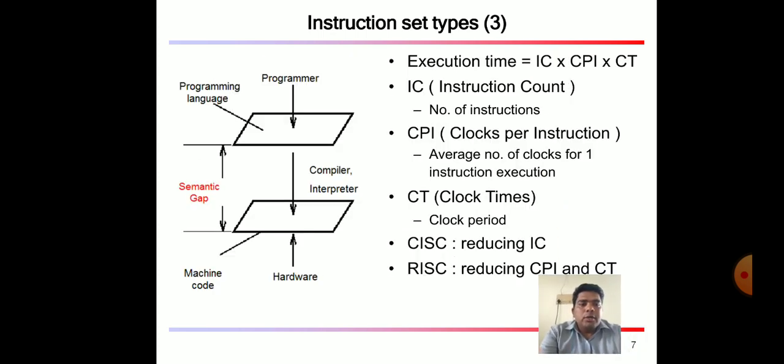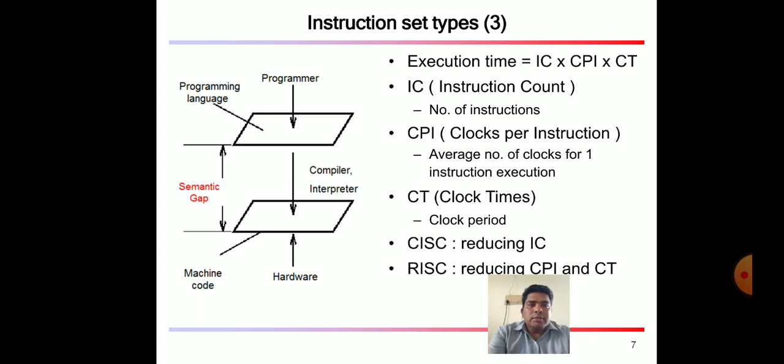Here is instruction set type 3. As I already told, the semantic gap. So what is the semantic gap? The semantic gap is nothing but the distance between the programming language and the machine's code, that is from the programmer to the hardware. The in-between gap is the semantic gap. When the programmer creates a program that is going to be run, it is going to be dumped in the hardware for better working. So in between we have the semantic gap.